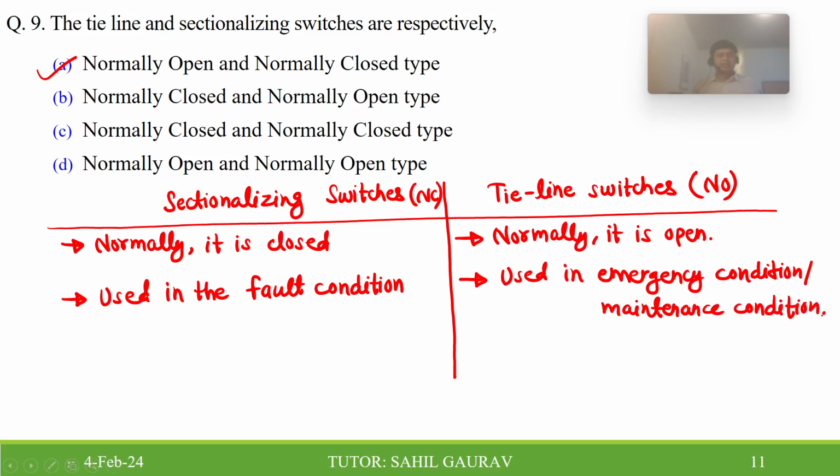So these switches are very important for our primary distribution system. And sectionalizing switches mean that if a fault happens, it should open. By default it is a normally closed type, so in normal operation it should be closed, and during a fault it should be open.